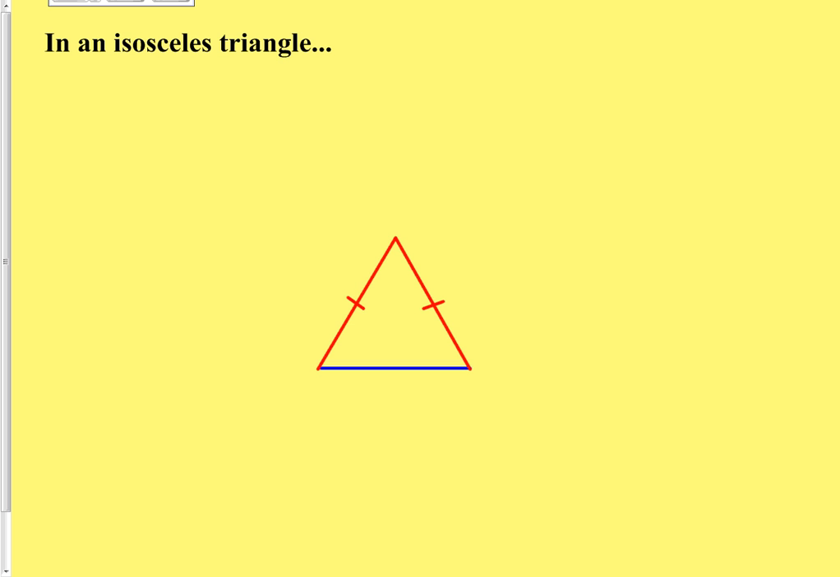Okay, so in an isosceles triangle, and there is an isosceles triangle, it is isosceles because it has at least two sides that are congruent. But for the purpose of this lesson, we're only going to focus on triangles that just have two sides congruent, but just remember the definition means at least two sides congruent.